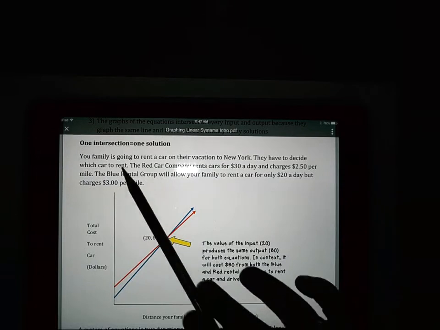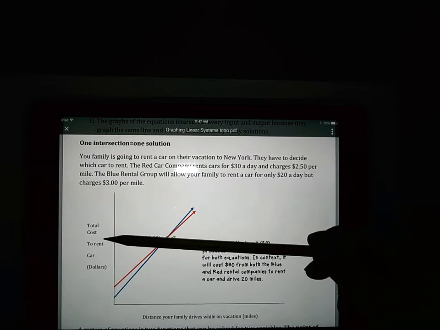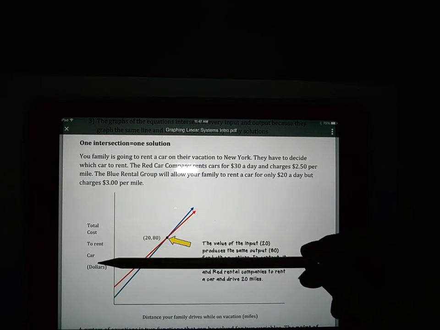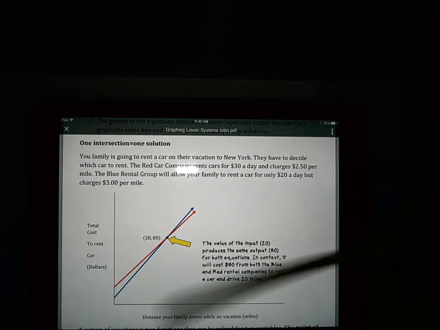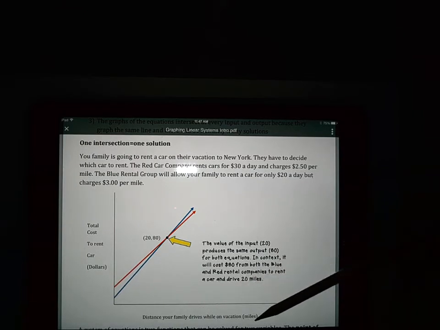Here we have a situation. Your family is going to rent a car on their vacation to New York. They have to decide which car to rent. The red car company rents cars for $30 a day and charges $2.50 per mile. The blue rental group will allow your family to rent a car for only $20 a day but charges $3 a mile. The dependent variable is the total cost to rent the car in dollars, and the independent variable is the distance your family drives while on vacation.